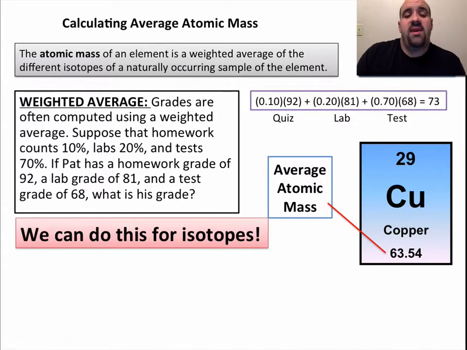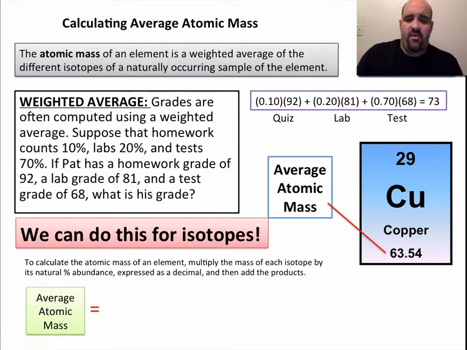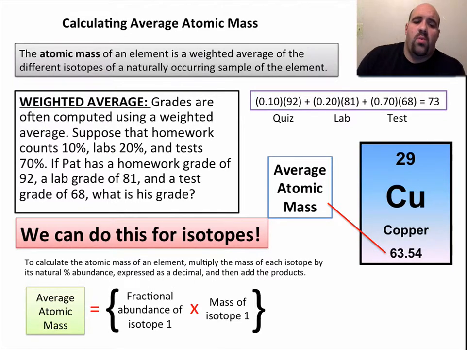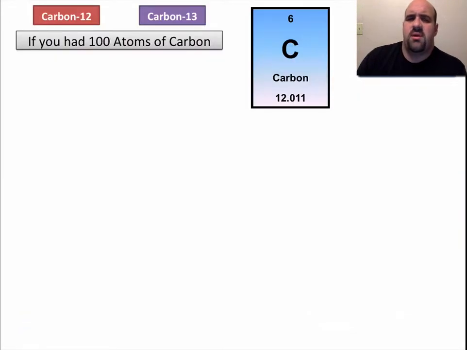And we can do the same thing for elements. That's where we get this number down here, the average atomic mass. There is a simple formula. When we are calculating the average atomic mass, we need to take the fractional abundance of the isotope multiplied by its exact mass. Then you do that for all the different isotopes of the element, and you add them together. And that probably looks a little confusing now, but we'll do a few examples in a slide or two, and that should clear things up.